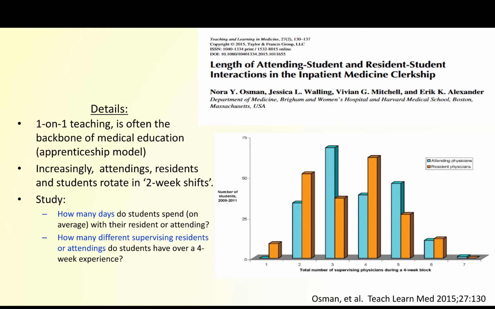And this is a simple way of displaying the data. On this figure here on the x-axis, you see the total number of supervising physicians that a single student had during a 4-week block. And then you see on the y-axis the number of students over this 3-year period. And you can see it's simply a histogram, but it shows a lot of important data. That on average in 4 weeks, most students had 3 attending physicians, which is found here in the blue bars, whereas most commonly students experienced either 2 or 4 resident physicians, so a lot of turnover.